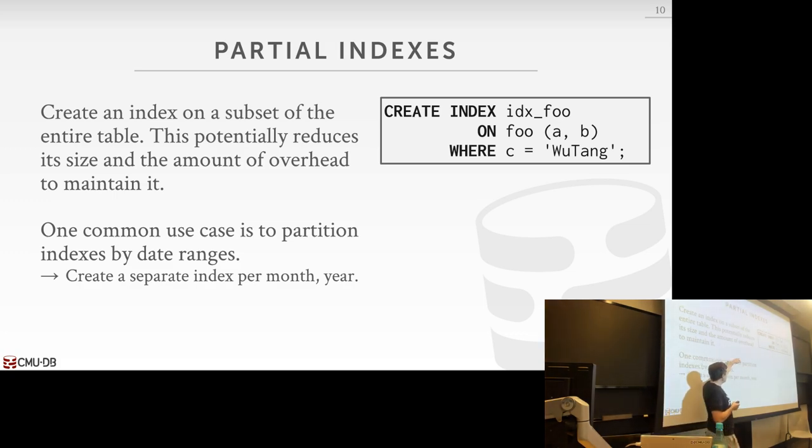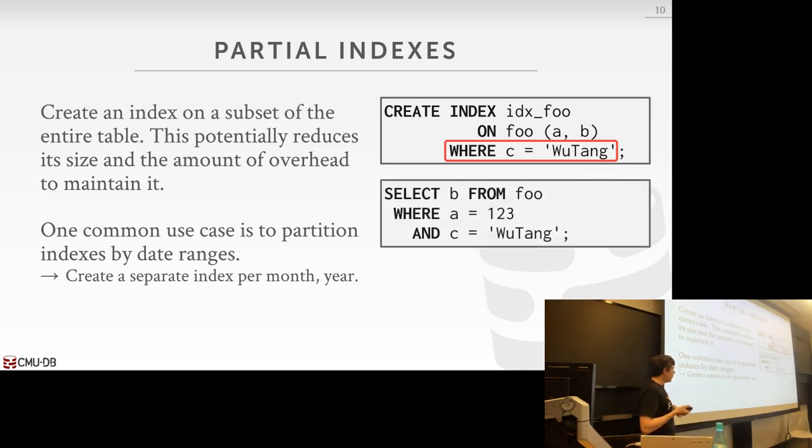So this is what a partial index is. You basically modify the create index command, and you add a where clause at the end that tells you what tuples should match to be put into this index. Now, if I want to do a lookup like this, select B from foo where A equals 1, 2, 3, and C equals Wu-Tang. I've built the index on A and B, my where clause references A, so I can still use this index. But I can also look at it and say, where C equals Wu-Tang, this is exactly the index I want to use. The index is leaner because I'm not storing all the information for all possible tuples, only whatever matches my where clause. If some other query doesn't have C equals Wu-Tang, I can't use that index.